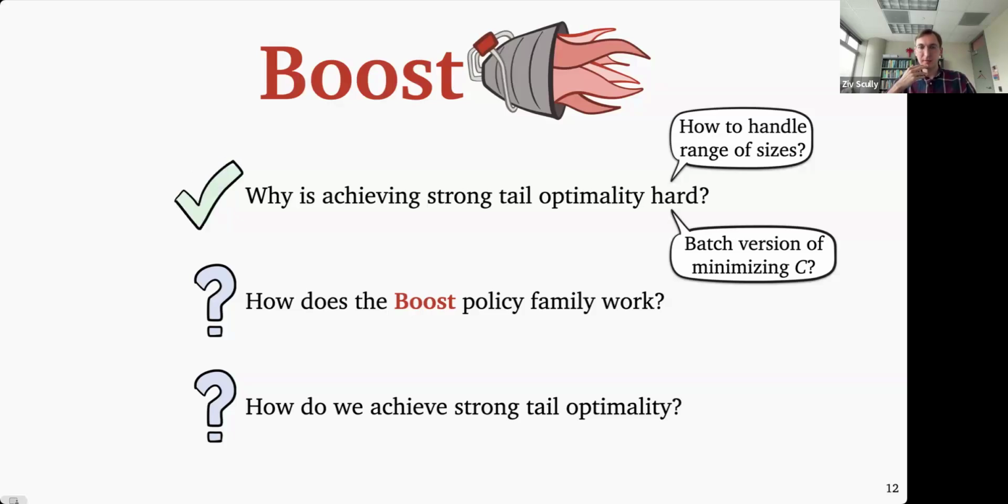So what I'm going to do in the rest of the talk, maybe first I'm happy to pause for questions before getting to the second half of the talk, where I'm going to talk about what Boost is and how it achieves strong tail optimality. And we're going to see answers to both of these questions of how to handle a range of sizes and a batch version of minimizing the tail constant. But first, now is a good time to pause for questions. So I'll take 10, 20 seconds.